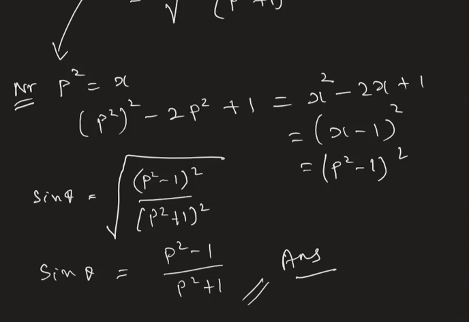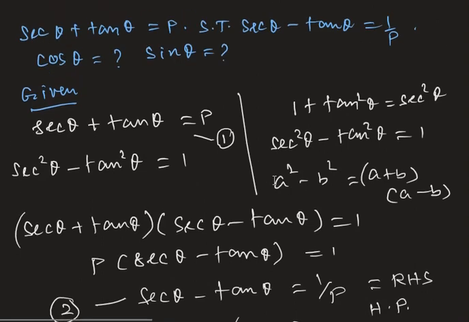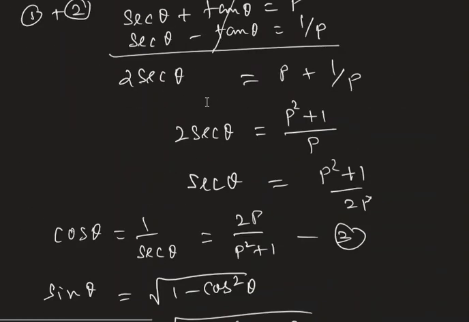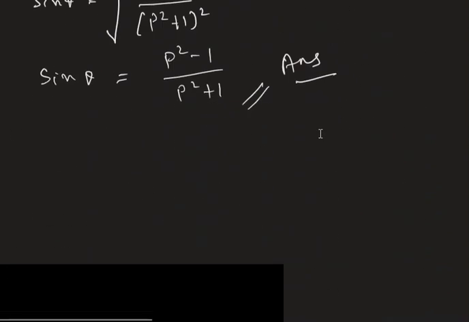Okay, so what are the answers? You have to write down everything very neatly. What is the first answer? We have proved the first answer. Okay, apart from that, cos theta, sin theta. So what is cos theta? Cos theta is 2p by p squared plus 1. So you please rewrite this answer.